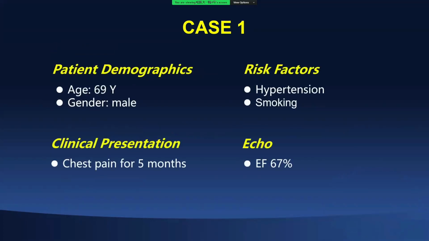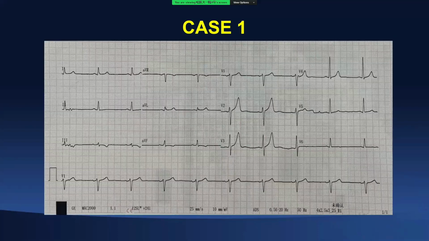This patient is a 69-year-old male, and the risk factors are hypertension and smoking. The patient suffered from chest pain for 5 months. The ejection fraction is 67%, and the electrocardiogram showed negative T waves in leads III and aVL.